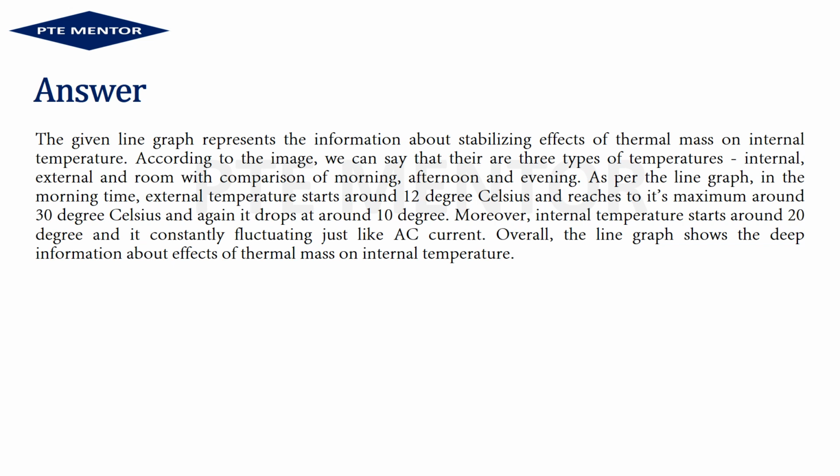As per the line graph, in the morning time, external temperature starts around 12 degrees Celsius and reaches its maximum around 30 degrees Celsius, and again it drops to around 10 degrees. Moreover, internal temperature starts around 20 degrees and it is constantly fluctuating just like AC current. Overall, the line graph shows deep information about the effects of thermal mass on internal temperature.